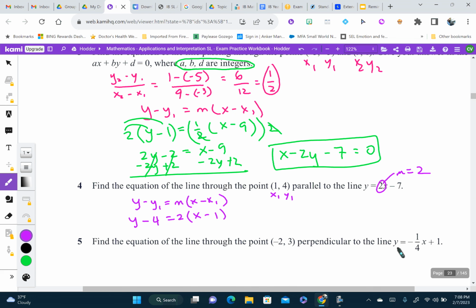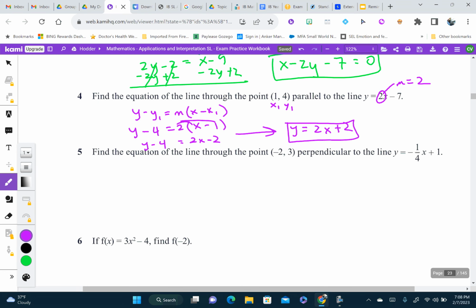Okay, so now I'm going to do the same thing, distribute. So this is 2x minus 2, y minus 4. I add 4 to both sides, and I get y is equal to 2x plus 2. Okay, and again, you could use the y equals mx plus b form. Just to me, it's a little bit more work.